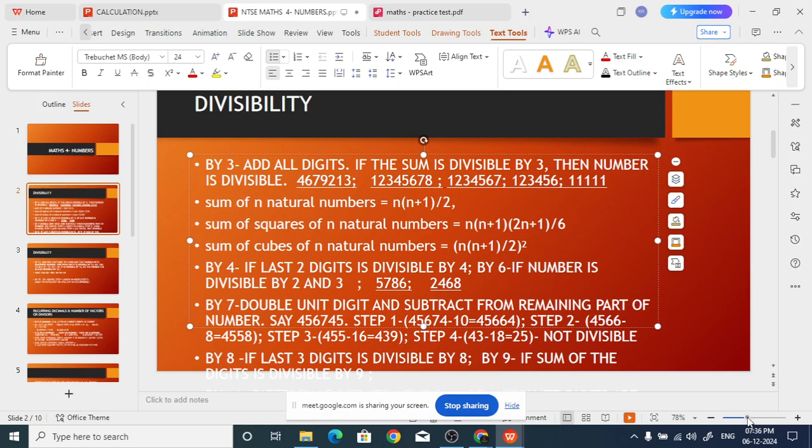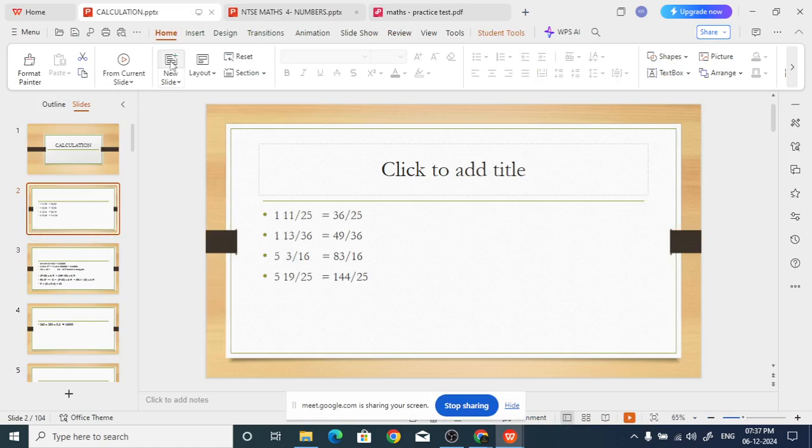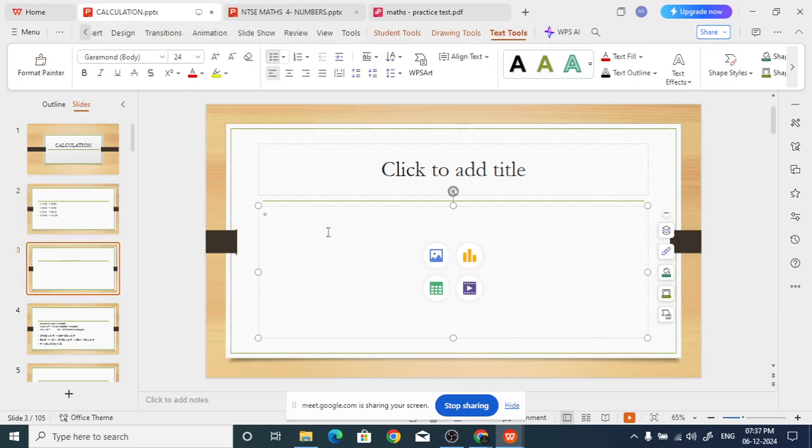So, what is the sum of the squares of 10 natural numbers, starting from 1? Here you have to use the formula. I'll show you, I have a calculation window. The formula says n into n plus 1 into 2n plus 1 divided by 6. This I think you will know. This is the sum of squares of n natural numbers.